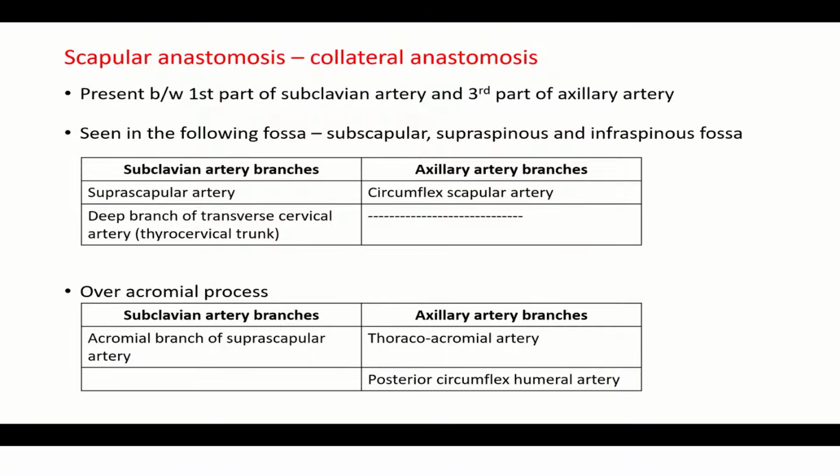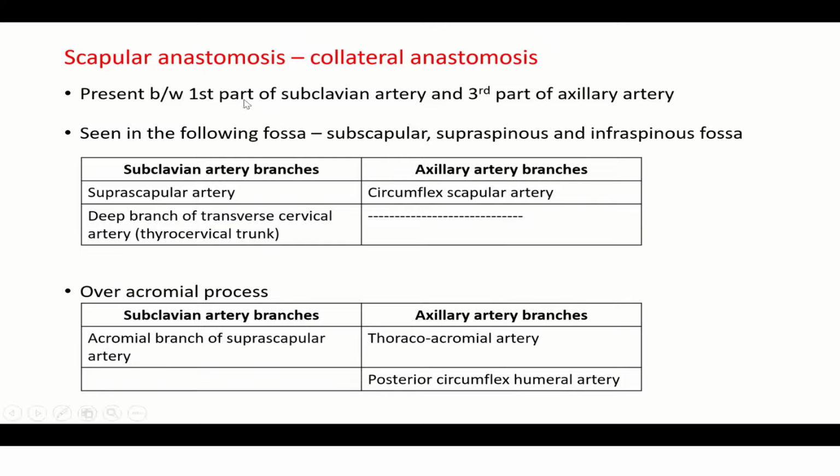Why this anastomosis? The shoulder region is subjected to more movement. There might be some kind of stress or trauma which might block the distal parts of the subclavian artery and proximal parts of the axillary artery. So, in order to have proper circulation while we are working in different positions, there is an anastomosis around the scapula.